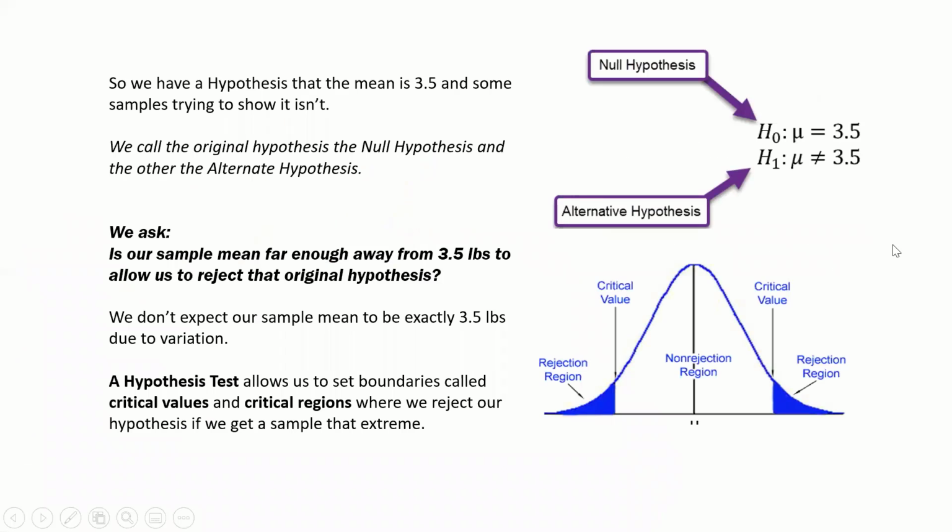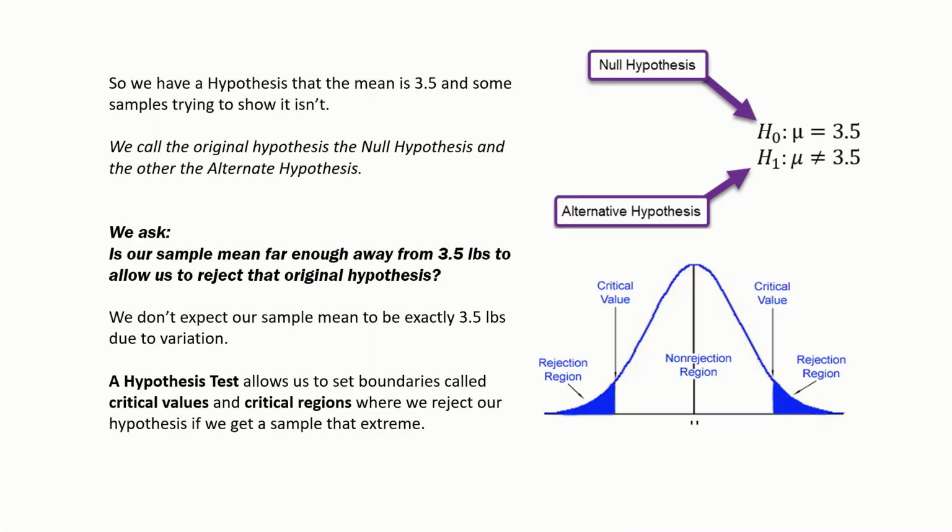So we have a hypothesis that the mean is 3.5 and some samples trying to show that it isn't 3.5. We call the original hypothesis the null hypothesis. And you'll see on the right, we write that with an H with a 0 because the null hypothesis says there's no change, there's no difference, there's no evidence. And we also have the alternative or the alternate hypothesis, and they use H1 for that, H sub 1. And that one says the mean is not 3.5.